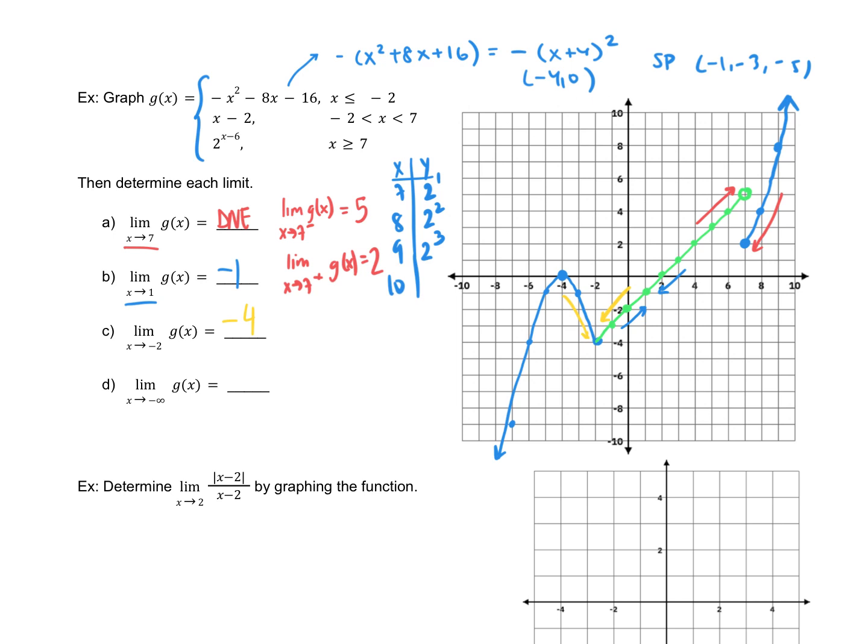And finally, the limit as x approaches -infinity of g of x. So this is asking long term. As we're approaching -infinity, we're going to the left. So we're on the parabola, and that parabola is going down forever. So -infinity.